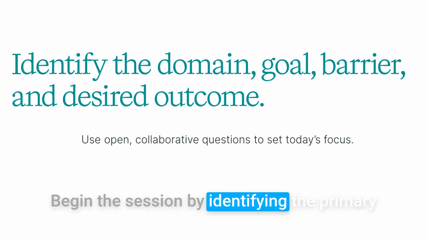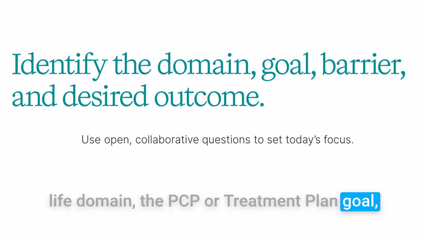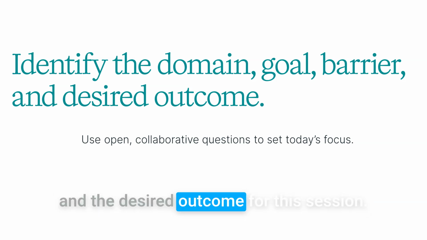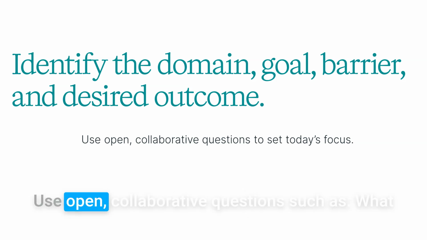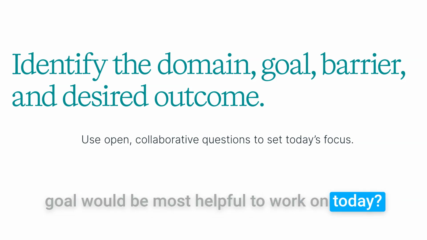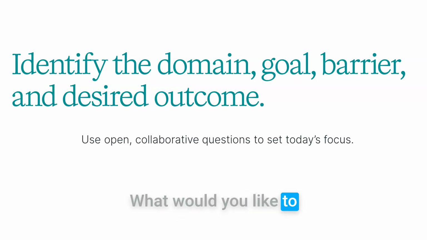Begin the session by identifying the primary life domain, the PCP or treatment plan goal, the current barrier the recipient is facing, and the desired outcome for this session. Use open, collaborative questions, such as, what goal would be most helpful to work on today? What has been preventing progress?